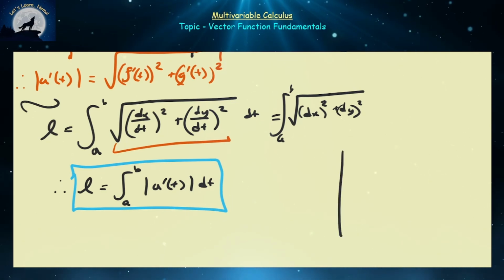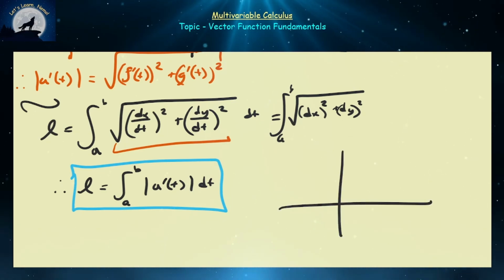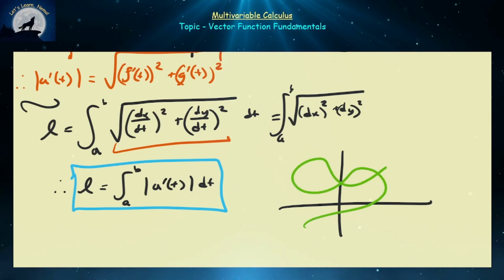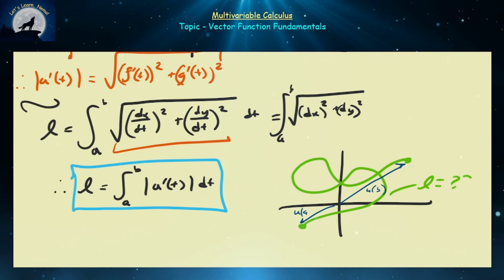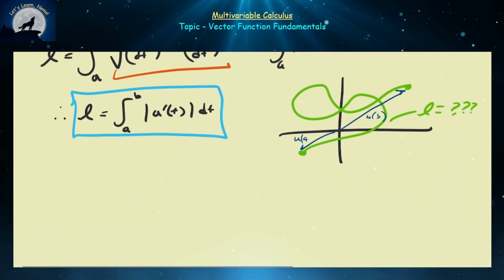This path doesn't even need to be nice. For example, your path could technically be this. These could be your endpoints, so this could be u of a, and this point could be u of b. If I want to find the length of that string, that would just be equal to L. So it's actually quite easy to do with vector functions.